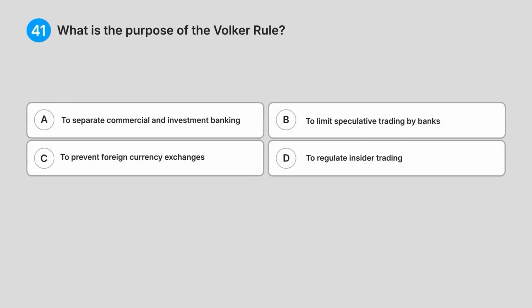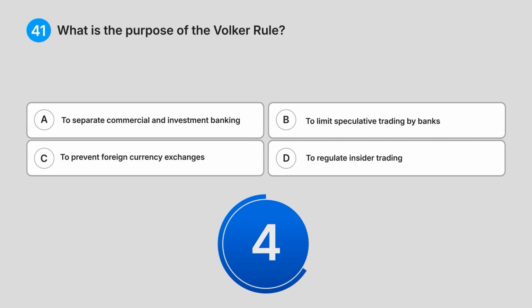41. What's the purpose of the Volcker rule? A. To separate commercial and investment banking. B. To limit speculative trading by banks. C. To prevent foreign currency exchanges. D. To regulate insider trading. Do you know the answer?